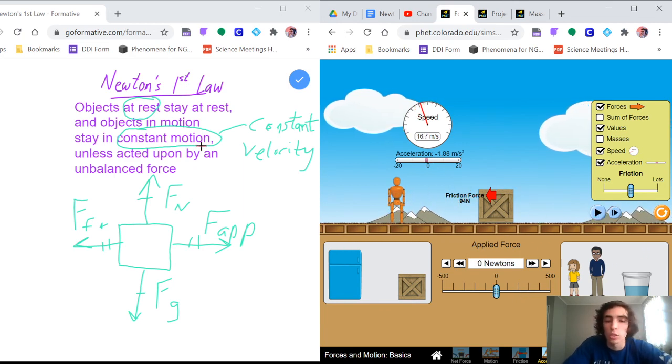But this is always going to be true, and one of the keys is knowing that key phrase, constant velocity, means that these forces must be balanced, and then figuring out how we can make that true in our free body diagrams and how we can solve that problem knowing this.